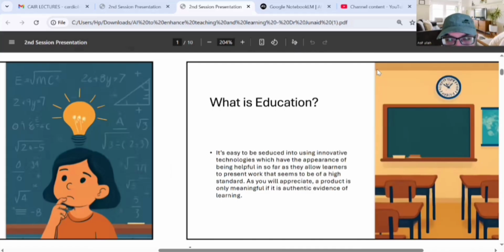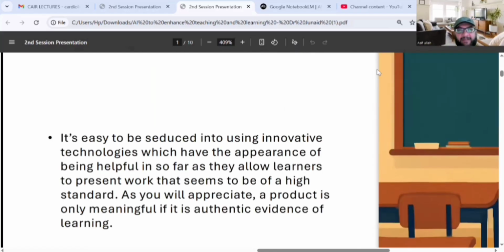What is education? It is easy to be seduced into using innovative technologies which have the appearance of being helpful insofar as they allow learners to present work that seems to be of a high standard. As you will appreciate, a product is only meaningful if it is authentic evidence of learning.